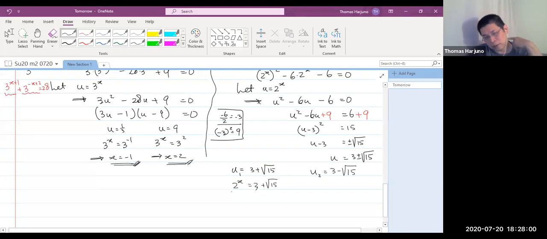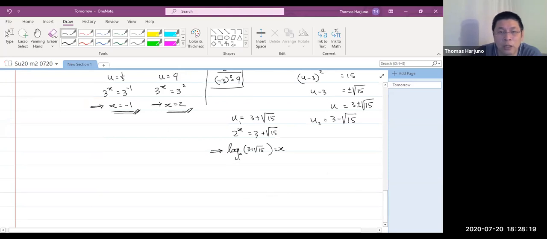So to solve this, I rewrite it into log form. Okay, so this is log base 2 of 3 plus radical 15 equals x. That's the exact form. And if you want to write it using approximation, let's change the base first. I will change it to base 10, but you can also change it to base e if you like.